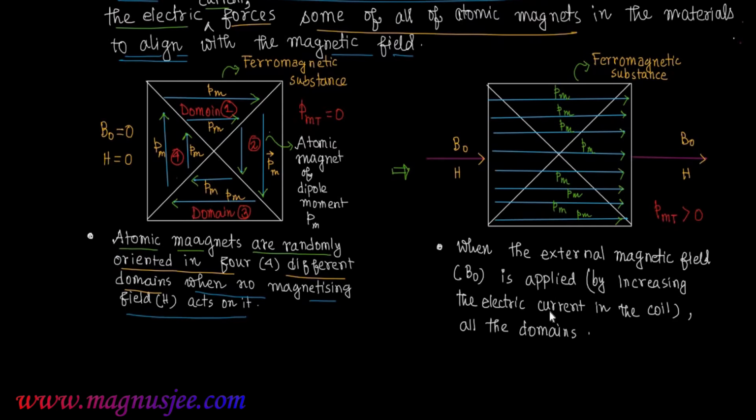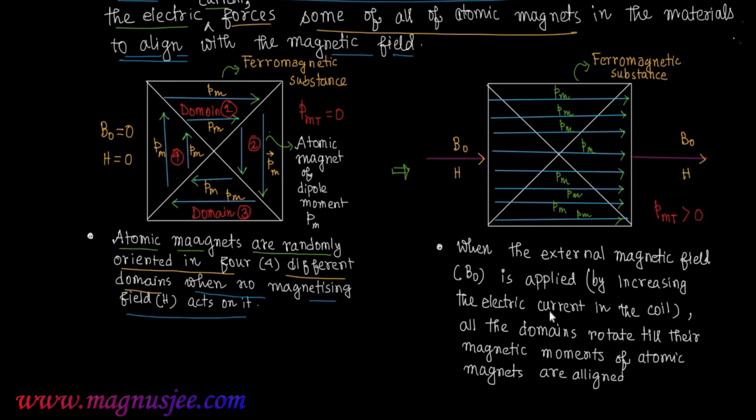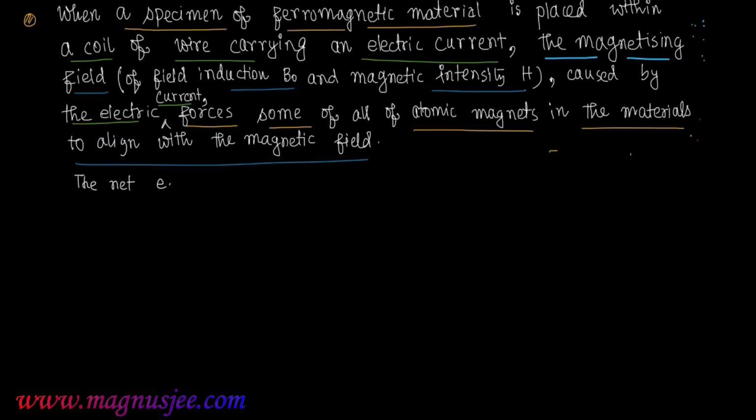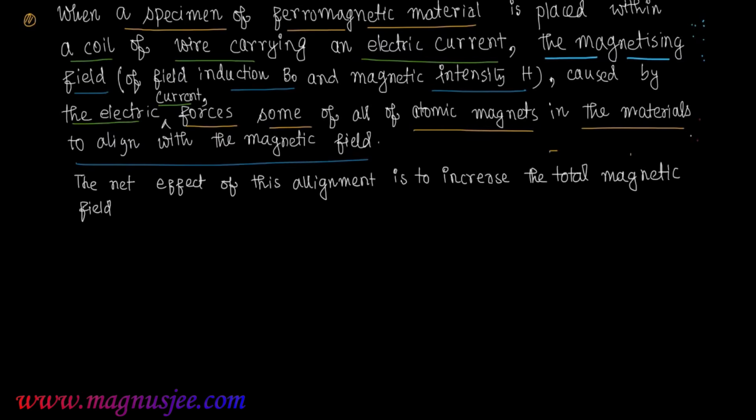When the external magnetic field B0 is applied by increasing the electric current in the coil, all the domains rotate till their magnetic moments, the magnetic moments of the atomic magnets, are aligned in the direction of the applied external magnetic field B0 or H. The net effect of this alignment is to increase the total magnetic flux density, or the total magnetic field induction, B.